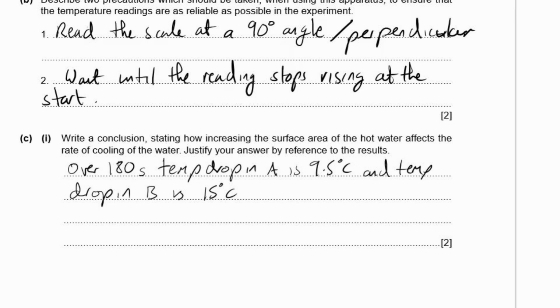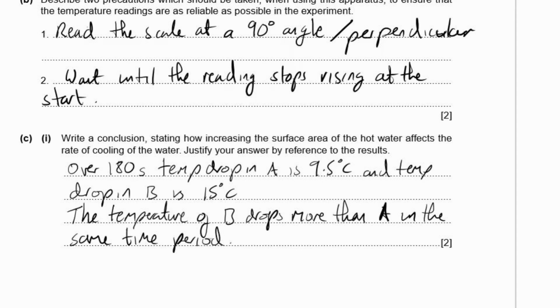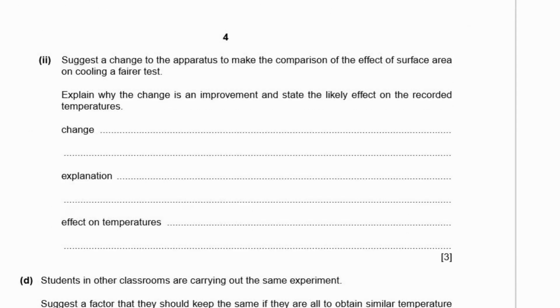So over 180 seconds, temperature drop in A is 9.5 degrees Celsius and the temperature drop in B is 15 degrees Celsius. So that tells us that the temperature of B drops more than A in the same time period. Right, let's look at the next part. So C2 suggests a change to the apparatus to make the comparison of the effect of surface area on cooling a fairer test. Explain why the change is an improvement and state the likely effect on the recorded temperatures.